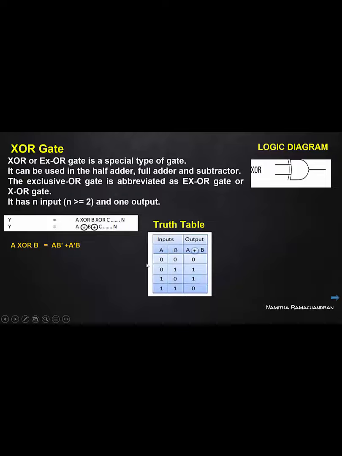Okay, the truth table is this. A, B with A XOR B as the output. So for the input 0 0 output is 0, 0 1 gives 1, 1 0 gives 1, 1 1 gives 0. For understanding this truth table well, we need to consider this expression again. A XOR B means A B bar plus A bar B.